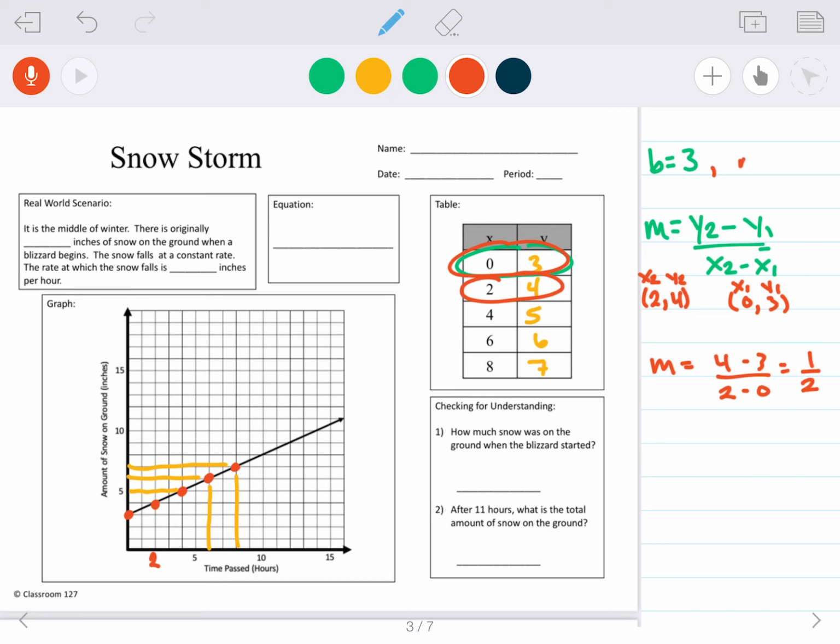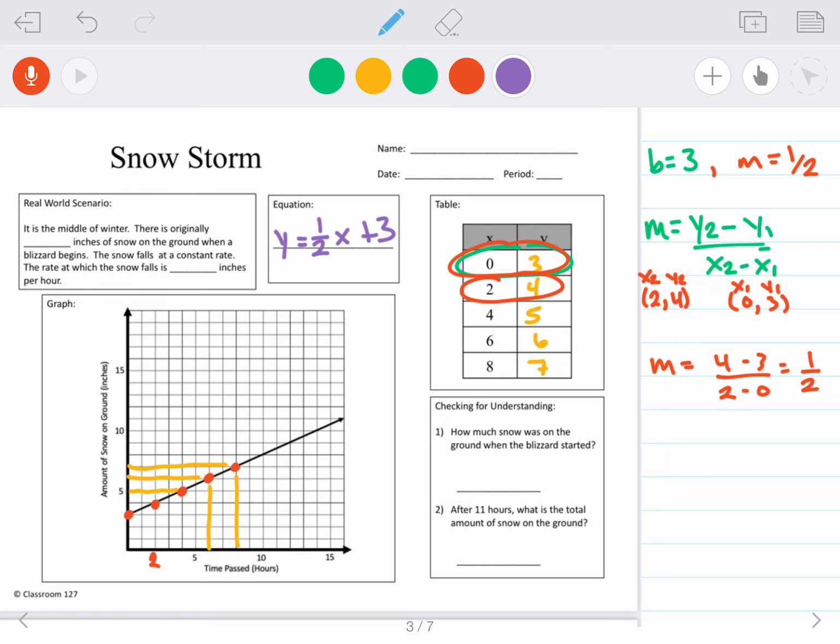All right, so my slope is 1 over 2, and that's all I need to define a line. So my equation of this line is going to be y equals m, which is 1 half, x plus 3. Okay, so that's my equation there.